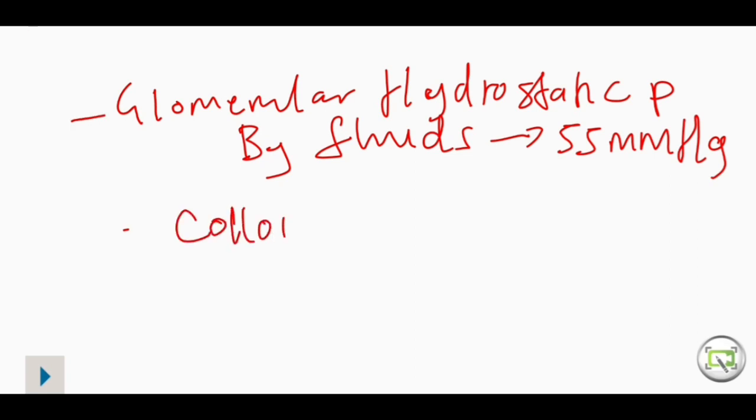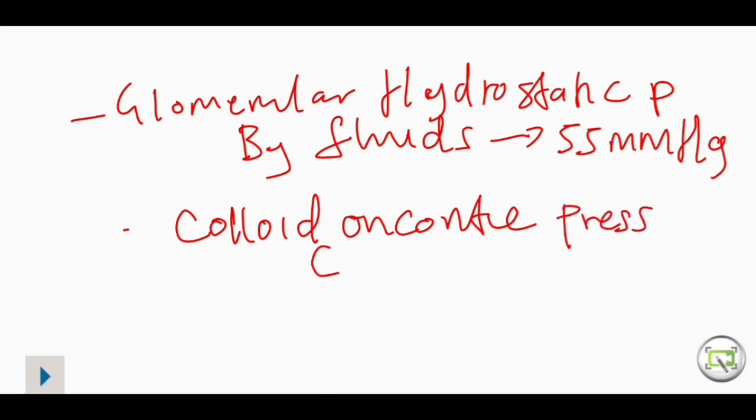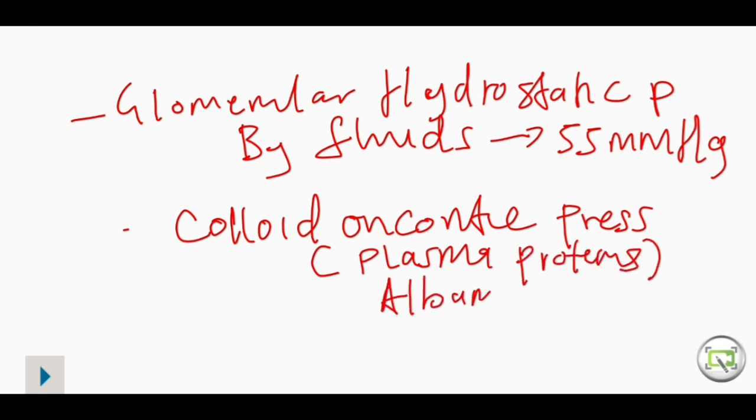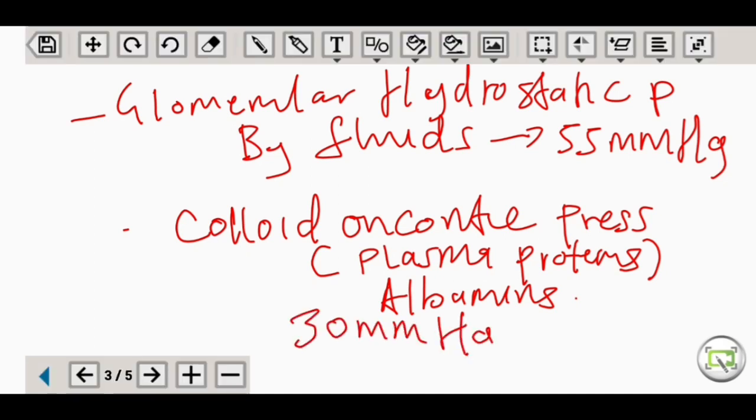The next pressure is colloid oncotic pressure. This is the pressure exerted by the plasma proteins such as albumin. The albumin tries to pull the fluids from the glomerulus. The colloid pressure is about 30 millimeters of mercury.